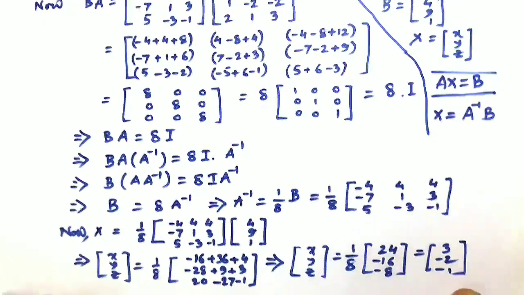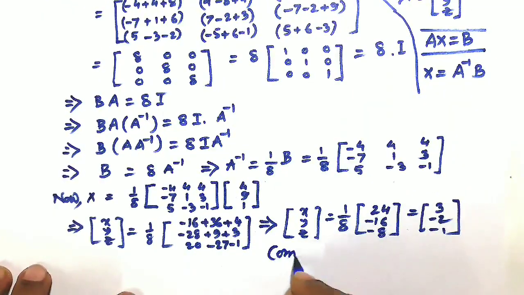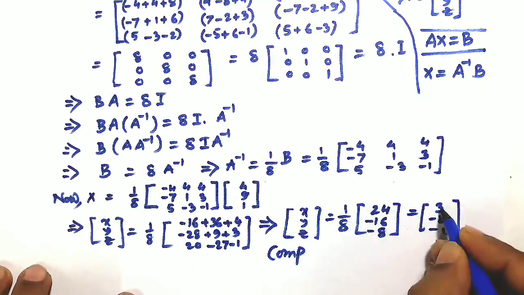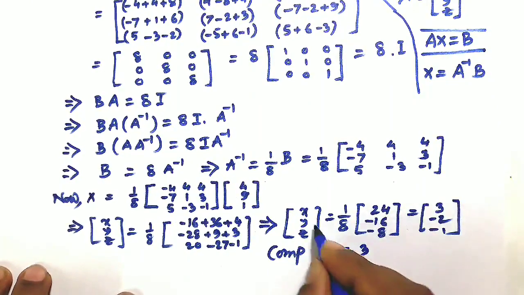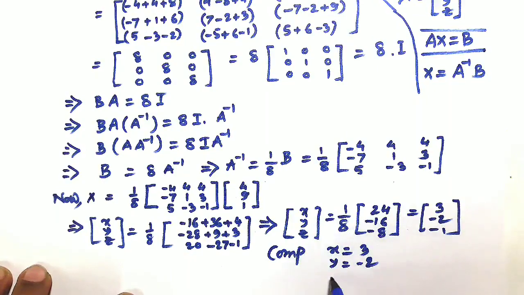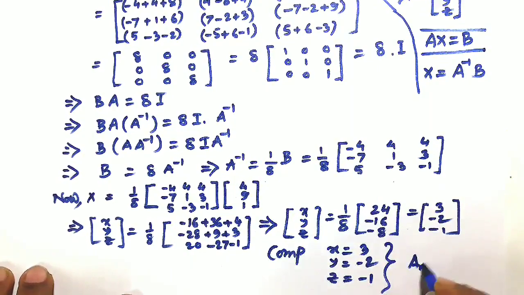So compare. After comparing, we get x is equal to 3, y is equal to minus 2, and z is equal to minus 1. Hence the result.